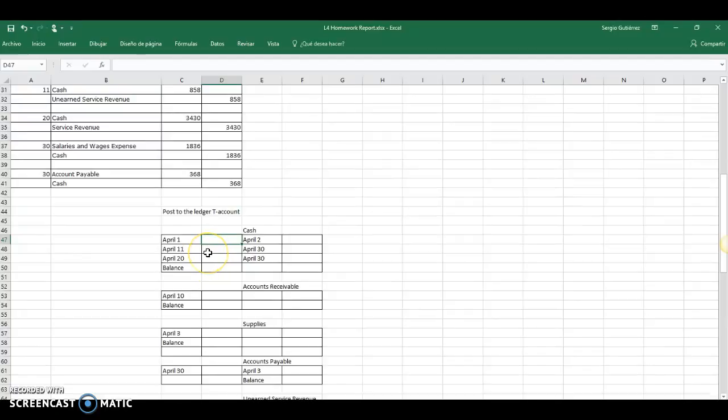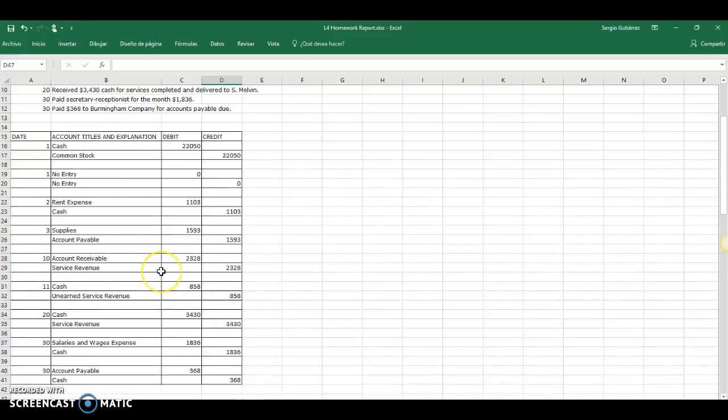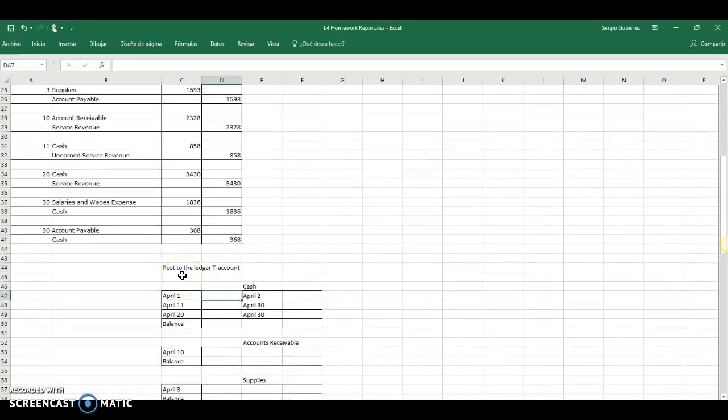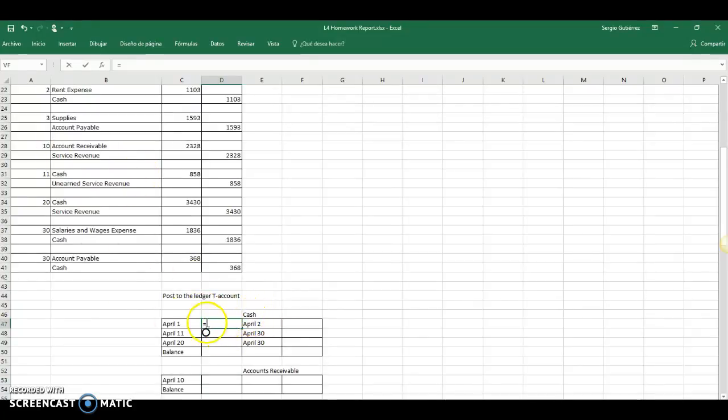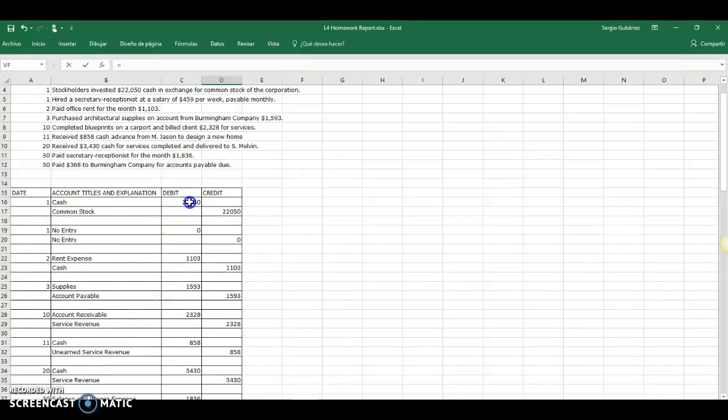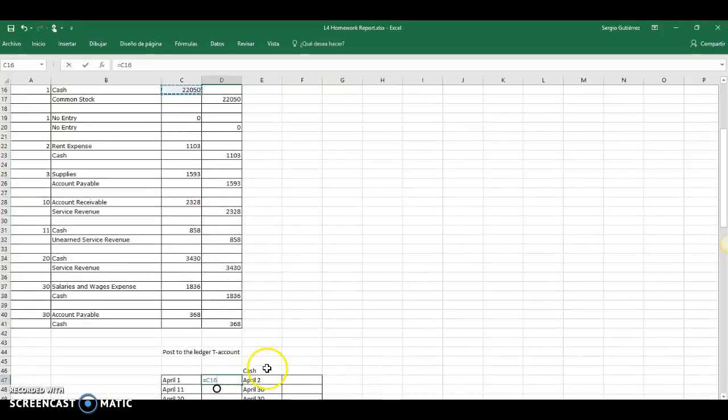So we start with the accounts of the assets, and then we follow the accounts of the liabilities and so on. On the first day, we are just going to transfer the information of the journal. So we are going to put equal, and the first transaction with the account cash was on the first day of April 2022 for $22,050. So now we hit enter. Now we are transferring the information.